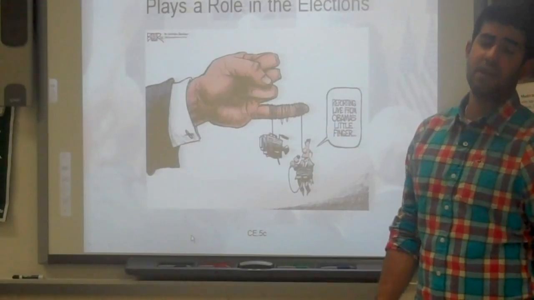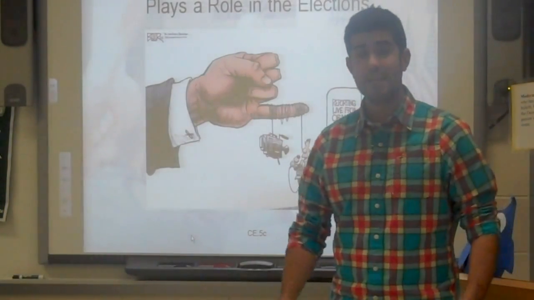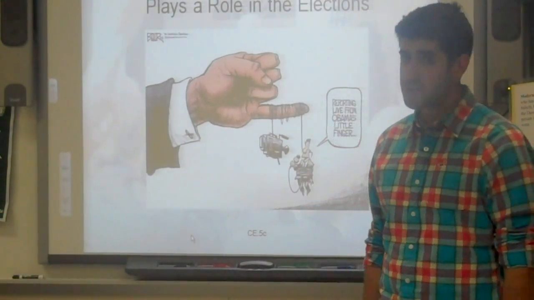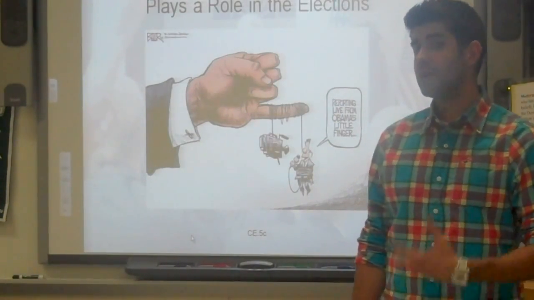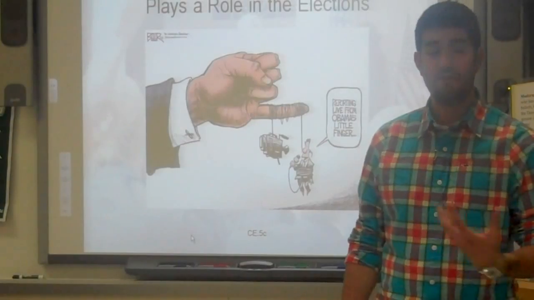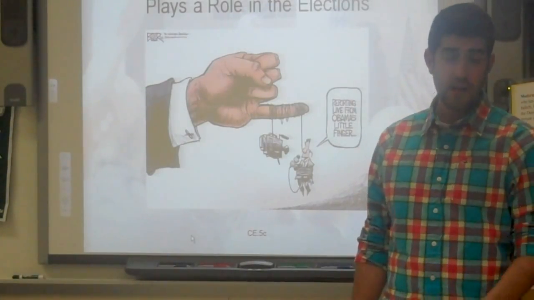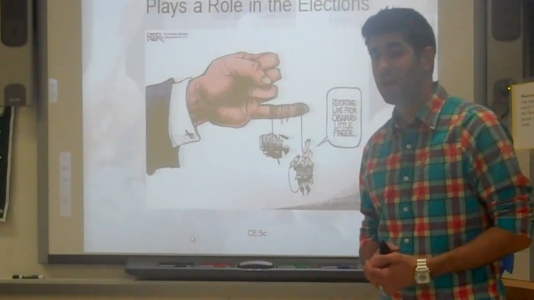And now there are 4 ways in which the media plays a role in election season. They have a major role in election season, and it's important to tune into them and realize and detect bias, evaluate information, the sources, and determine whether or not it's propaganda or not.